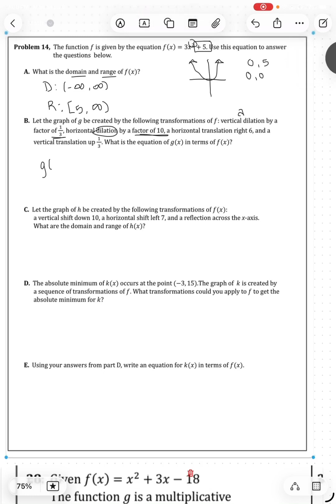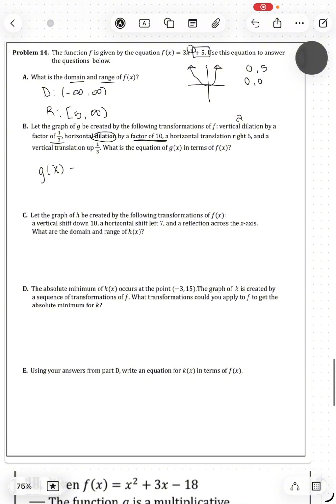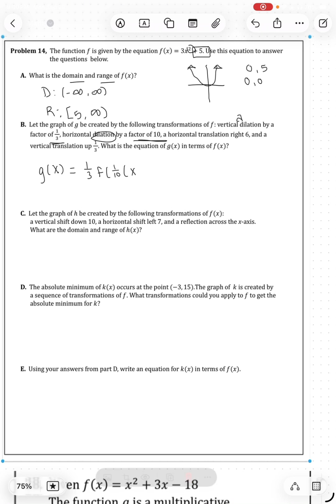So we know we're going to start our equation like this. g of x equals, and our a is 1/3, and then f of x. And then we know we have a horizontal dilation of 10, so we have to do the reciprocal of that, 1/10, parenthesis, and then we do our translation right 6, which would in reality be minus 6, parenthesis, and then a vertical translation up 1/3. So this is our final equation.